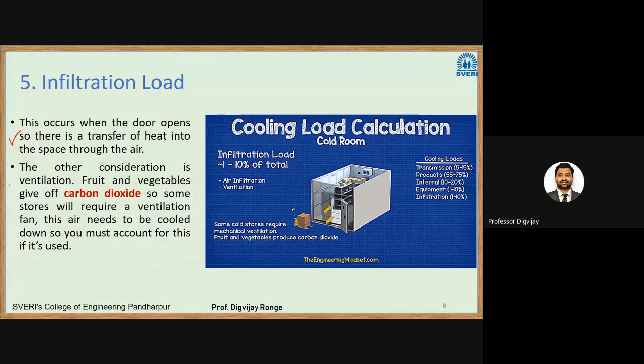So that also we have to take into consideration. The other consideration is ventilation. Fruits and vegetables give off carbon dioxide, so some stores will require ventilation fan. This air needs to be cooled down, so you must account for this if it is used.